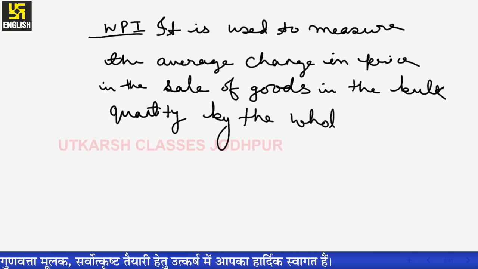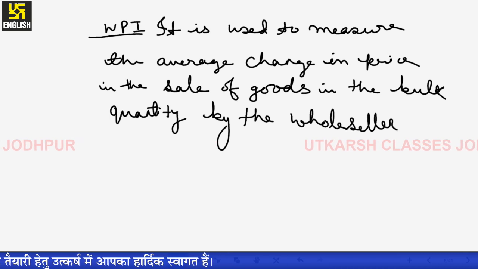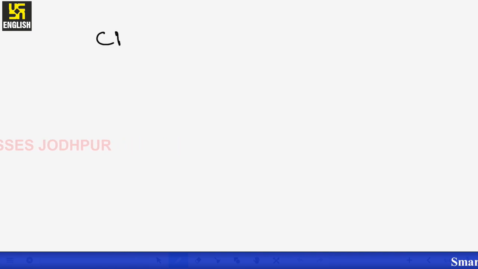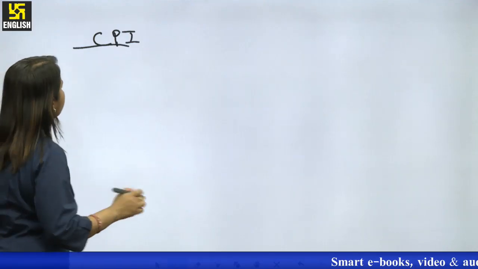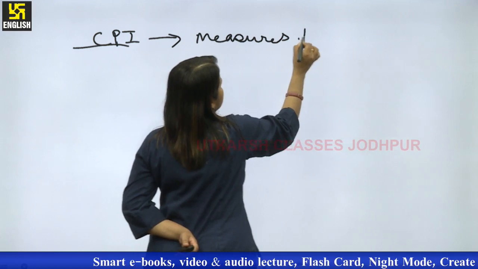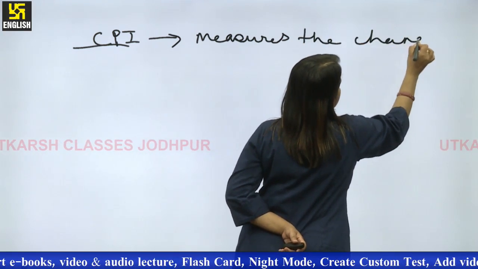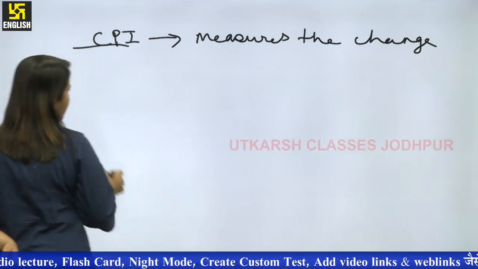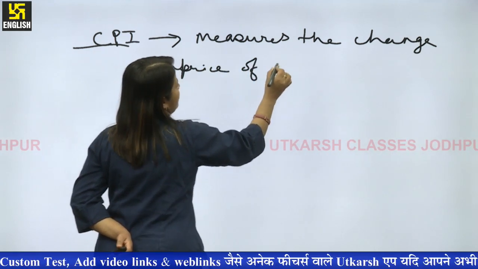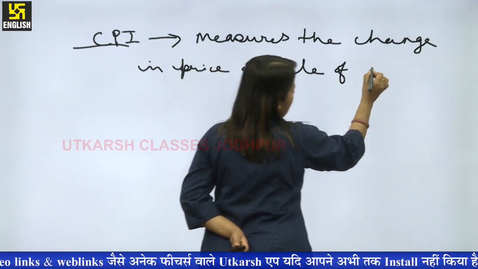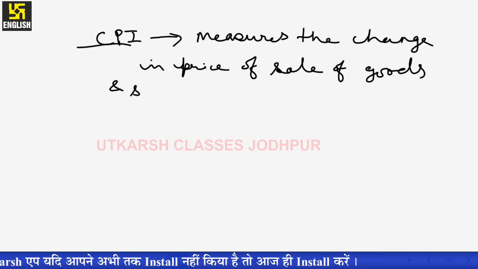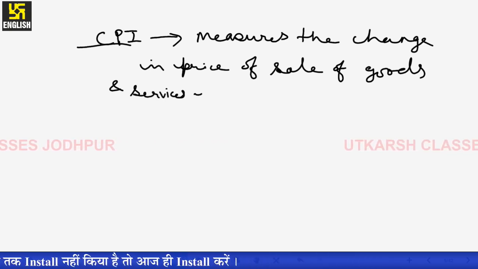And what is CPI? There is one difference between CPI and WPI also. I will tell you that. What is CPI? Consumer price index measures the change in price of sale of goods and services in the retailer's market.